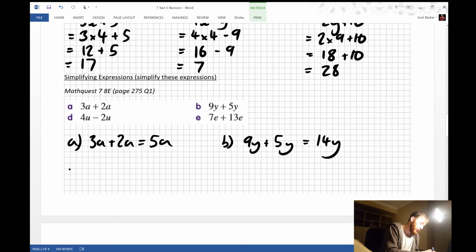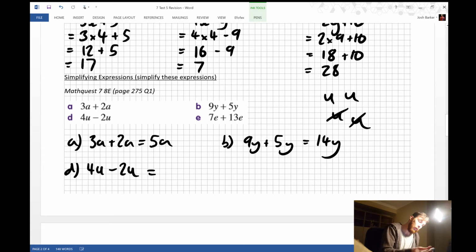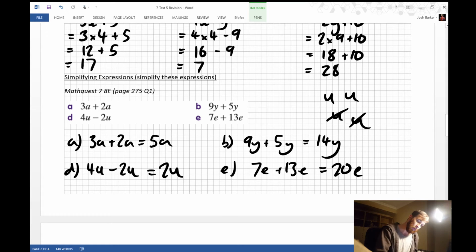We'll do this next one as well. So 4 lots of u, take away 2 lots of u. So if you've got 4 lots of u up here, and then you take 2 of them away, you're left over with 2 u's. So 2 times u. And then last one, e, 7e plus 13e. Same sort of thing, 7 lots of e plus 13 lots of e equals 20 lots of e.